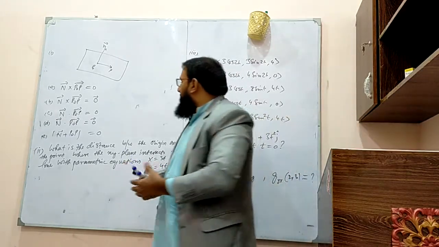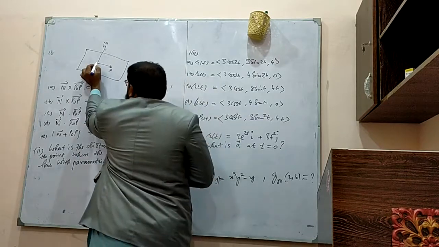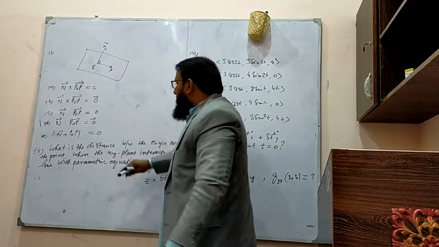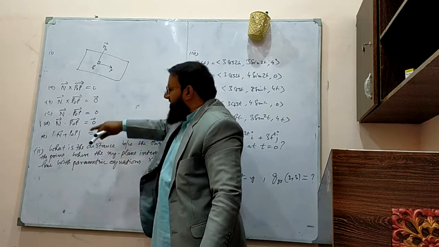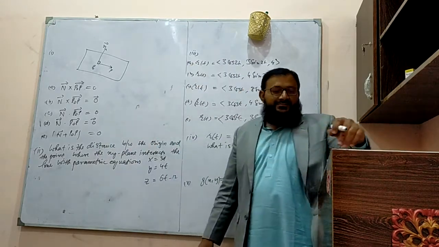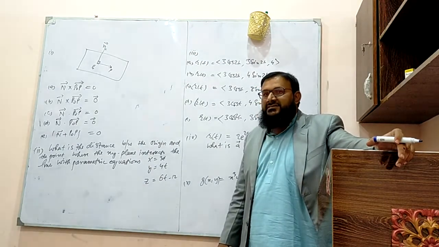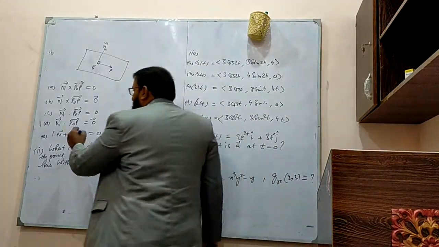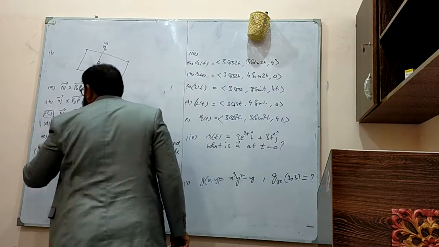Okay, because we know very well that the dot product of these two vectors, because they are orthogonal to each other, is going to be 0. So it is 0 either as a scalar or as a vector. Which one is correct, C or D? C, because the dot product is always a scalar quantity. So this one is correct.